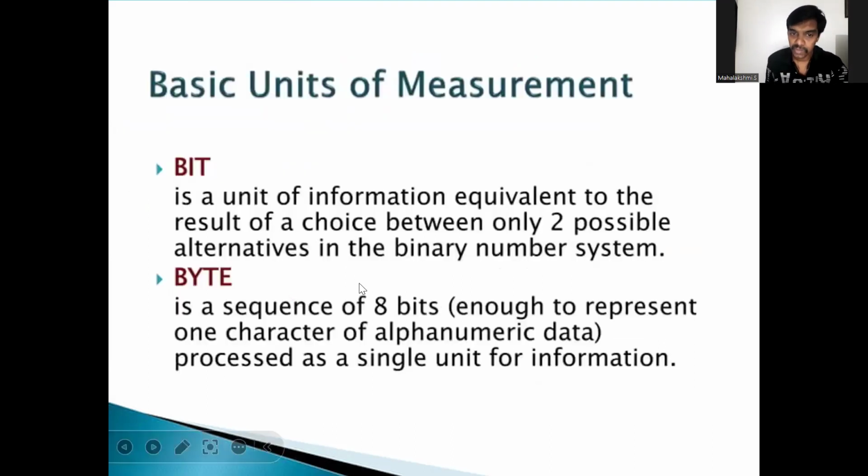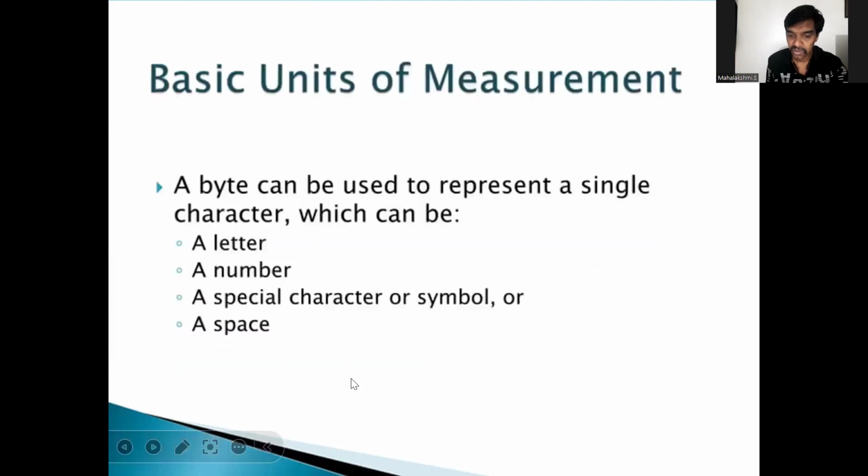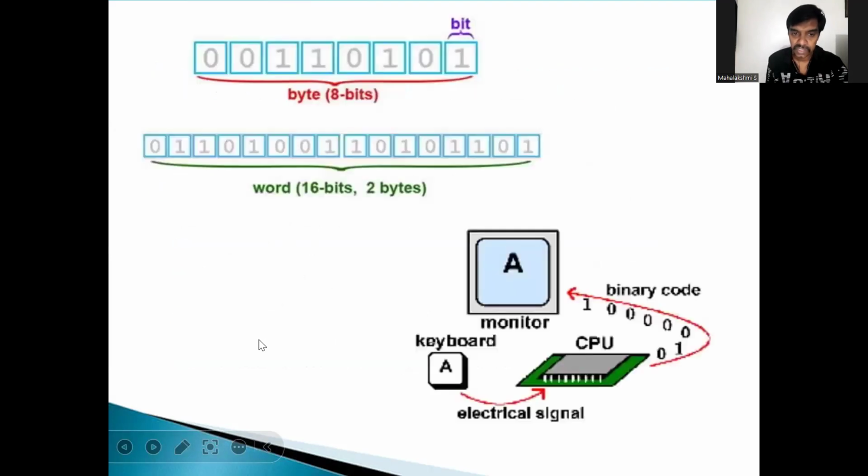Next, we are going to see the basic units of measurement. They are classified in terms of bit and byte. A bit is a unit of information equivalent to the result of a choice between only two possible alternatives in the binary number system. A byte is a sequence of 8 bits processed as a single unit of information. The basic units represent letters, numbers, special characters, and space, as given here. The byte is represented in terms of 8 bits, for example 0011 0101.